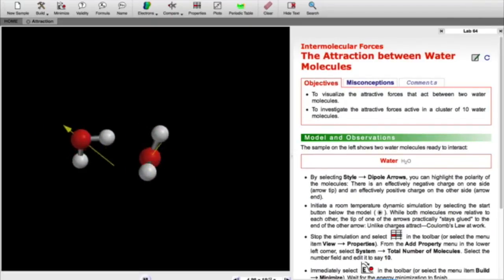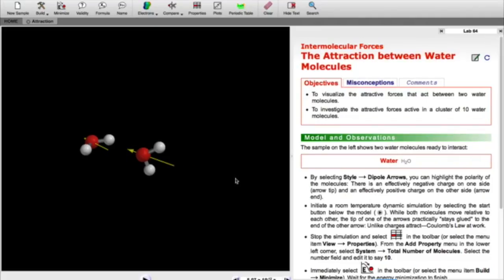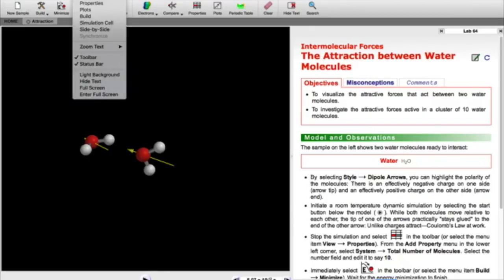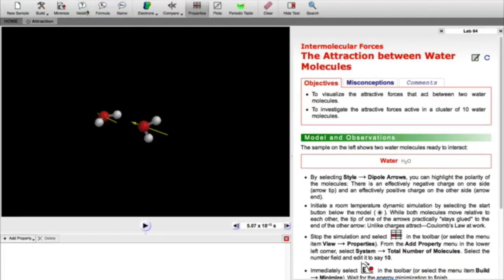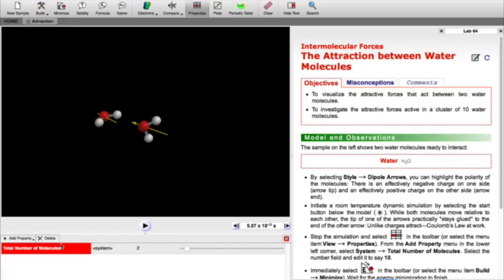Now, this is true for the water dimer, but it's also true if we look at molecules beyond the water dimer. What if we were to add, for example, 10 water molecules as opposed to 2? So in order to do that, we're going to go to the Properties menu and view some properties of the system. And one of the things we're going to do is change the total number of molecules. So I'm going to go to System, Total Number of Molecules. We notice that a slider comes up for us that allows us to dynamically change those molecules. We can slide the bar or select the number. I'm just going to select the number and increase the number of water molecules to 10.